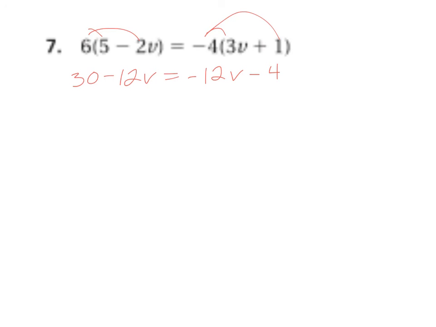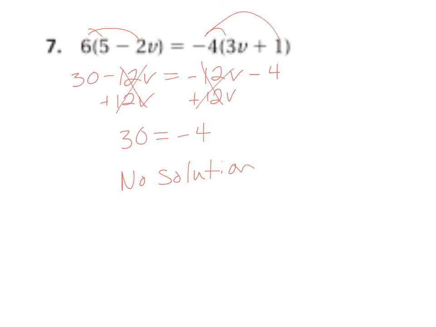So looking at it doesn't look exactly the same, right? So probably this is going to end up being a no solution, but let's keep going. Let's say I add 12v to try and get the v's on one side. And we lose our variables. We get 30 is equal to negative 4. So remember, if it's false, it's no solution. But if you're left with a true statement, it's infinite, or infinitely many, or all real numbers.